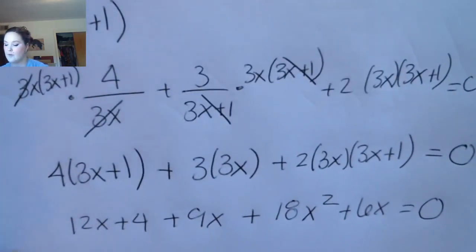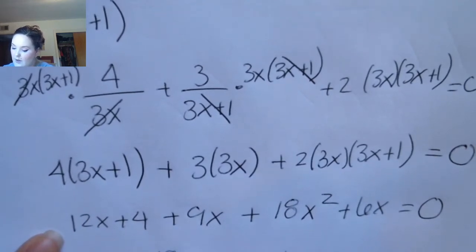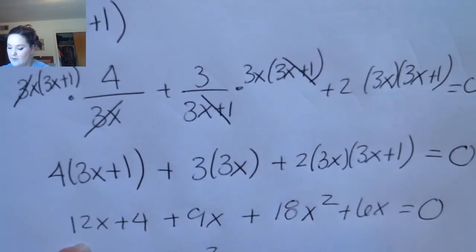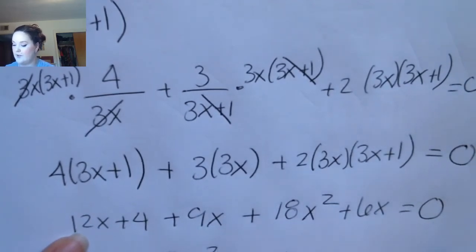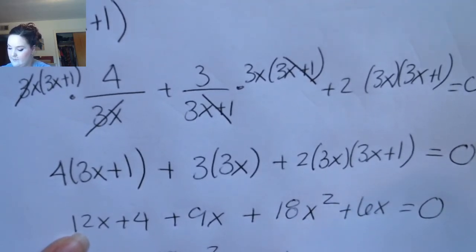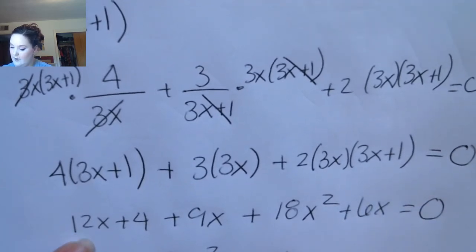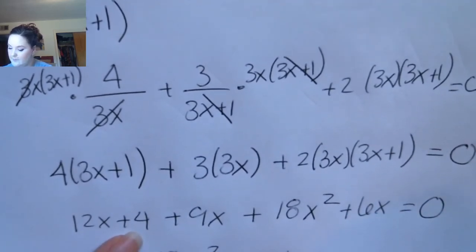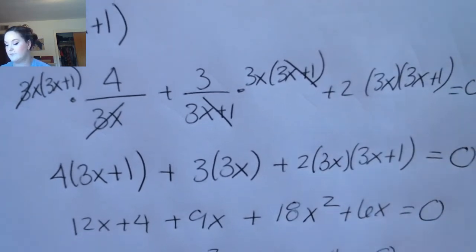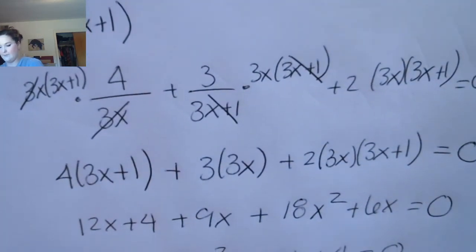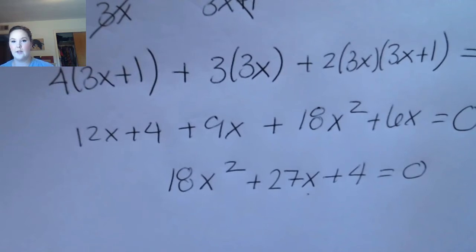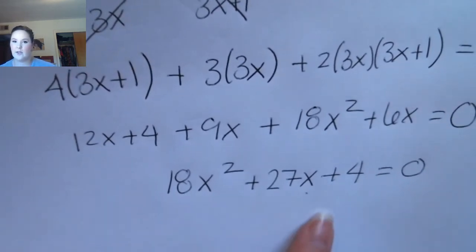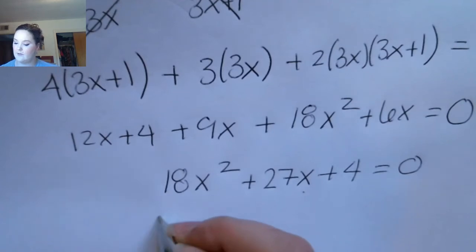Okay, and now I'm going to put my terms in descending order and combine like terms. So for x's, I have 12 plus 9, which is 21, plus 6 is 27. And then I have 4. All right. Now I want to be able to factor this, right? So it's good that everything is here on the left.